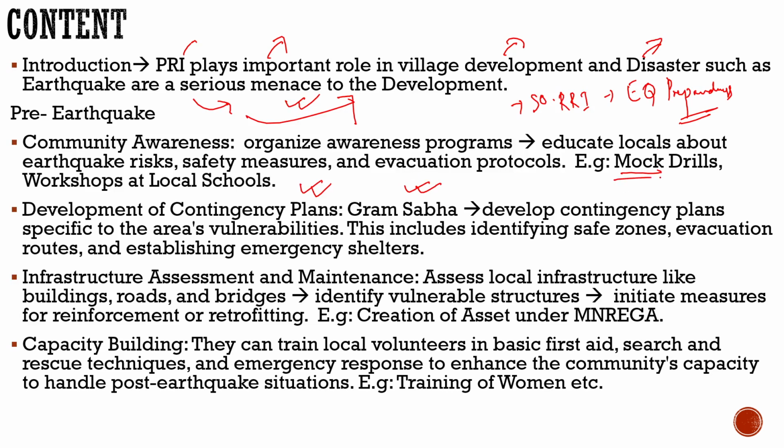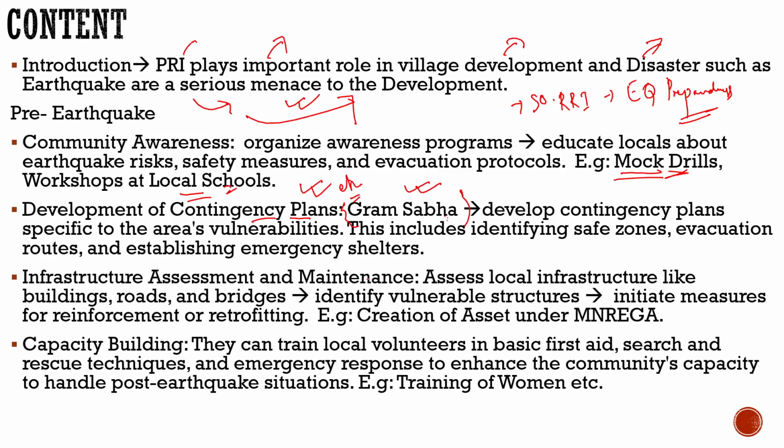Examples are mock drills, workshops at local schools, etc. The second is development of a contingency plan. It means when an earthquake comes, how should evacuation happen, what are the necessary steps we need to take. So here whose role will come in place? Gram Sabha. Now in the exam, how do I remember Gram Sabha?